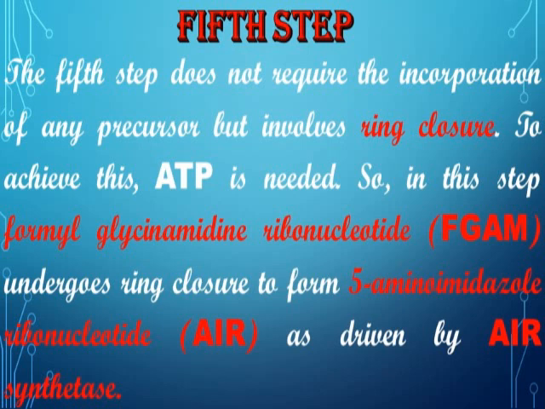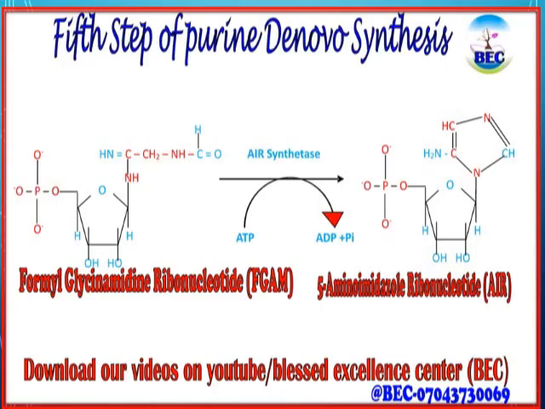The fifth step does not require the incorporation of any precursor, but involves ring closure. To achieve this, ATP is needed. So in this step, formylglycinamidine ribonucleotide undergoes ring closure to form 5-aminoimidazole ribonucleotide as driven by a synthetase. Now look at this reaction here, the pathway here. In this step, you don't need to add anything. You don't add any precursor. You only close the ring.